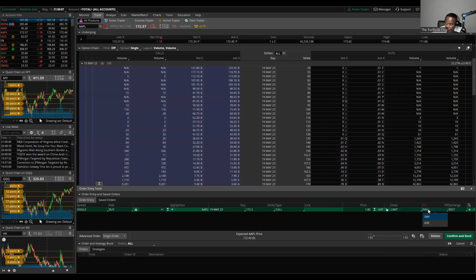And then this is what I'm talking about, day or GTC. Right here, day or GTC. That means the contract, right? With the stop limit or the trail stop is good for the day versus good until it's canceled. All right, so let's go back into this.